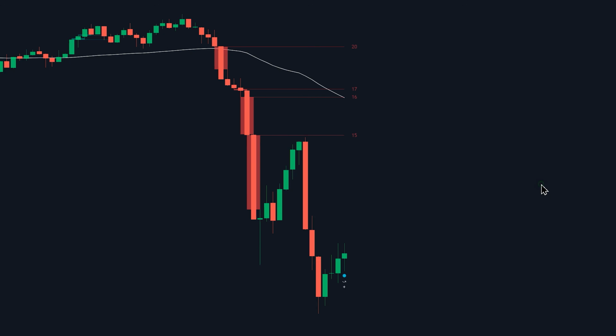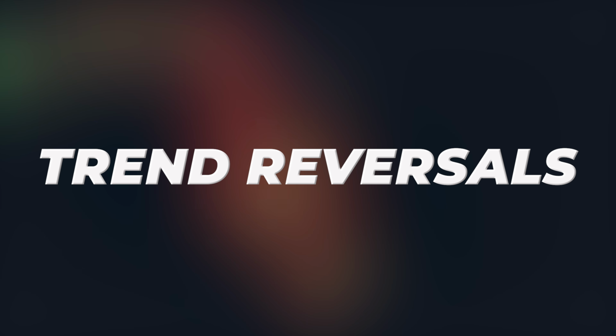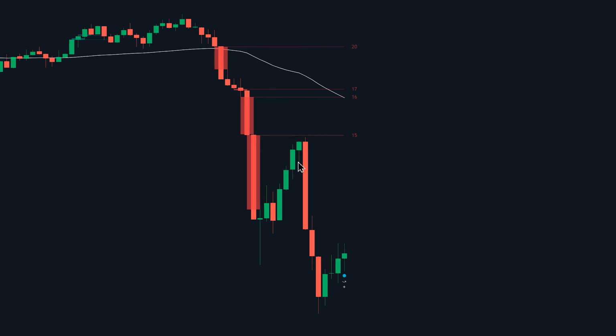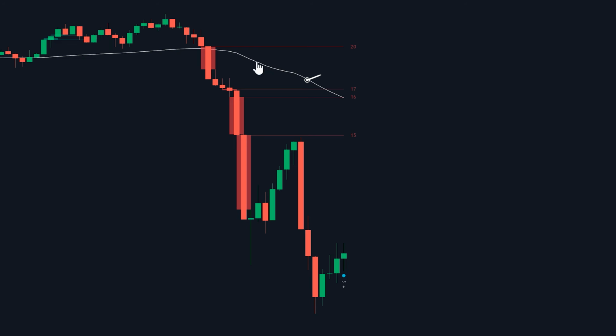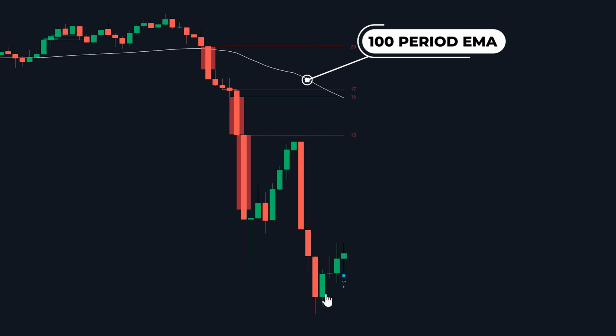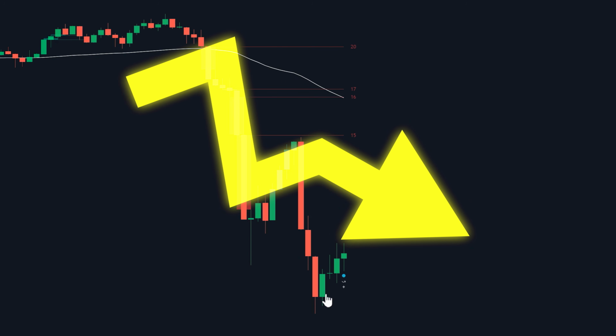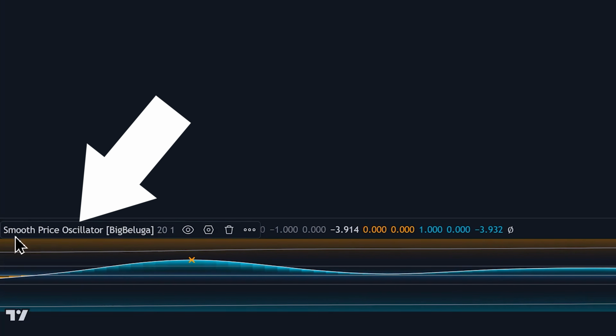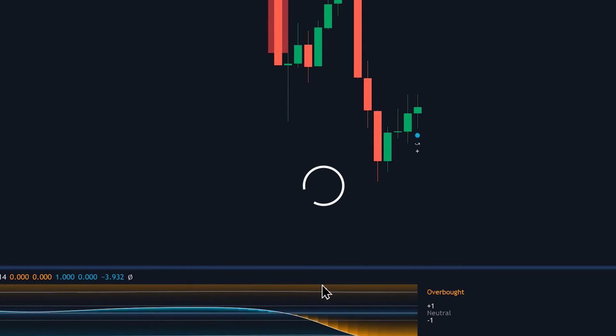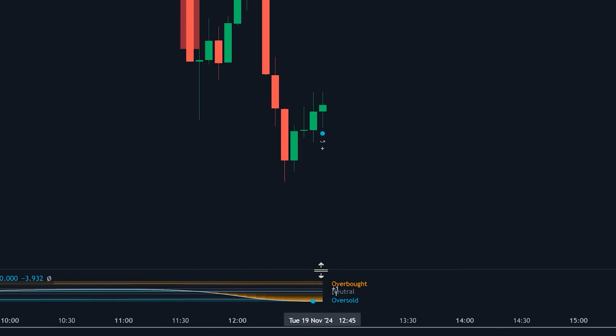Now, the second strategy is trading based on trend reversals. Mitigation levels can act as targets for these reversal entries. If the price is below the 100 period EMA, indicating a strong downtrend, you want to be looking for signs of a bullish trend reversal. We can use an indicator like the Smooth Price Oscillator by Big Beluga, which prints reversal dots and shows overbought and oversold conditions in the market.